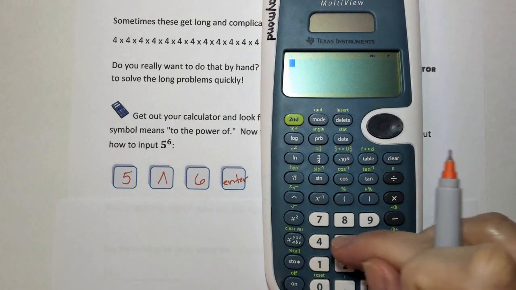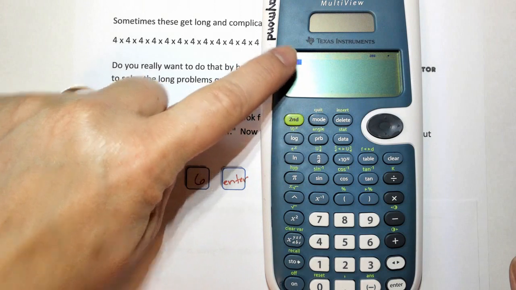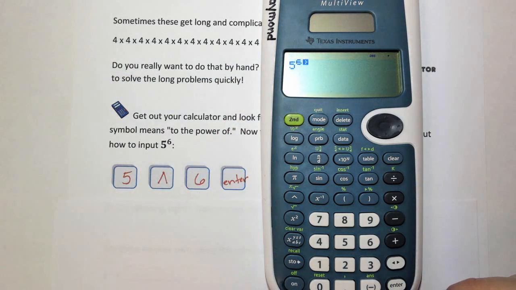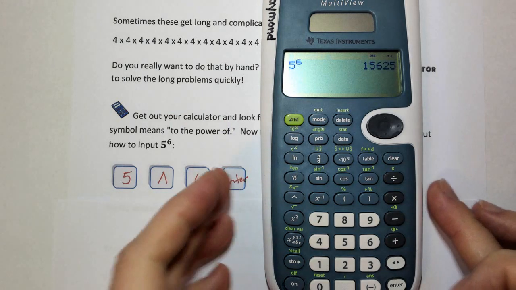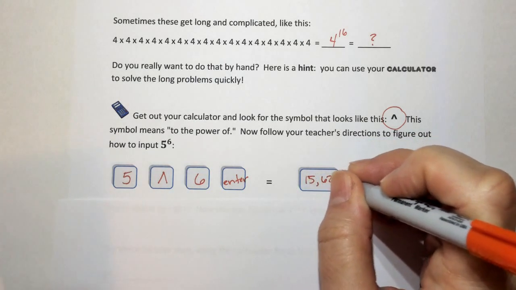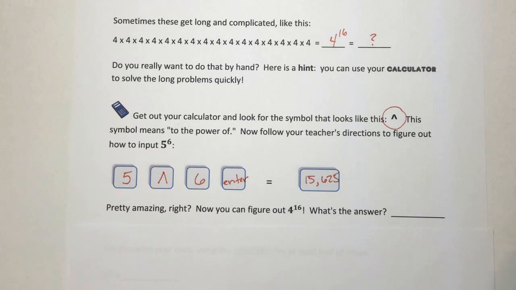All right, 5, here it is, to the power of, and see it got a tiny little box up there? The exponent is a 6, and it made a tiny exponent. Enter. So 15,625. Good. So now we should be able to figure out the complicated one up above.